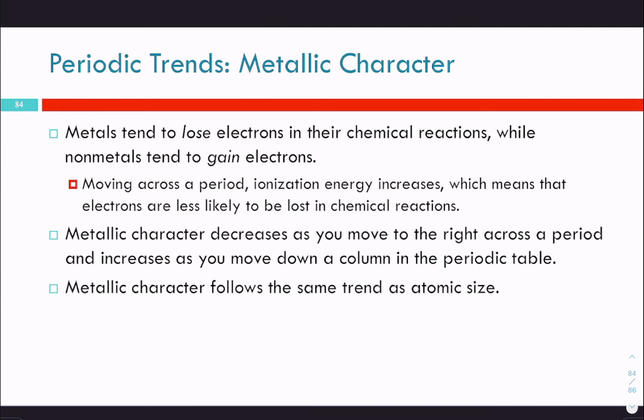All right, I believe the last one, metallic character. Metals tend to lose electrons. Those are the ones on the left side of the periodic table, while nonmetals tend to gain electrons. So moving across a period, ionization energy increases. Electrons are less likely to be lost in chemical reactions, but also more likely to be gained. And metals are more likely to lose electrons. So metallic character decreases as you move right across a period and increases as you move down a column in the periodic table. So it's the same as atomic size. Metallic character is the same as atomic size.